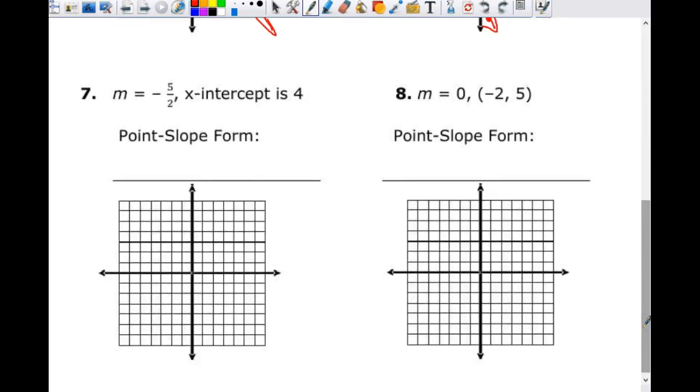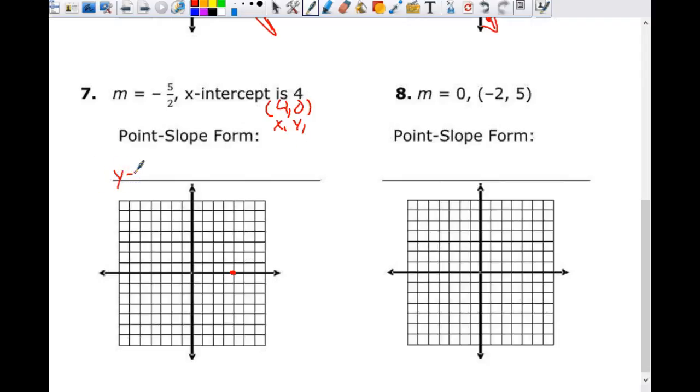All right, this one. Point slope form. The x-intercept is at 4. 1, 2, 3, 4. What is the coordinate of this point? 0, 1, 2, 3, 4. 4, 0. That's our x1, that's our y1. Hey, look, we have our point. We can plug it straight into the formula now.